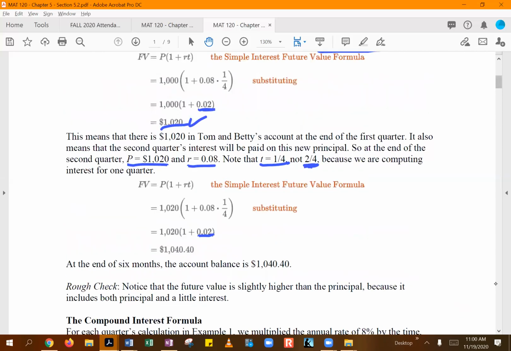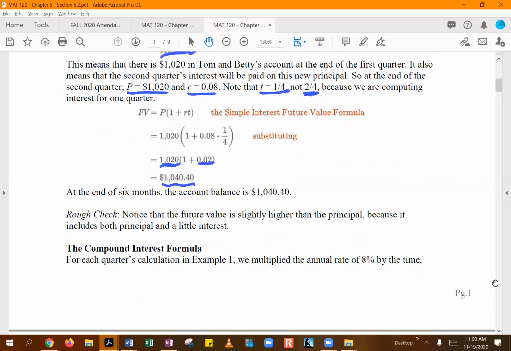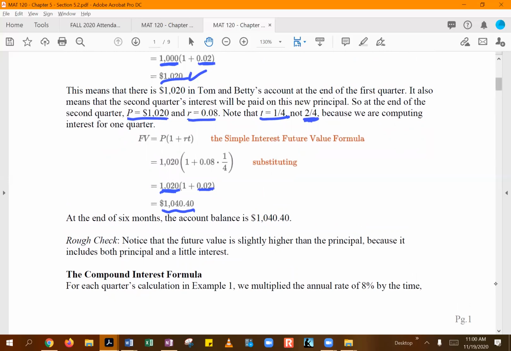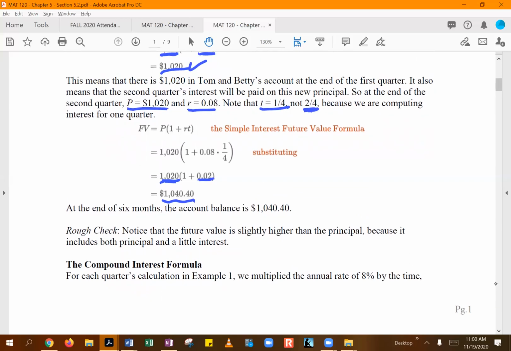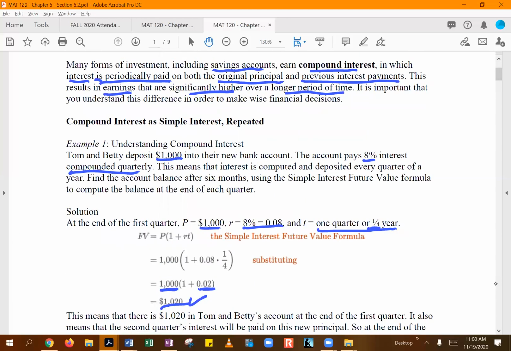But what's changing between the first quarter and the second quarter? In the first quarter, our balance was $1,000. At the end of that quarter, our balance changed to $1,020. So you will see how we now earn an interest of $20.40, because your balance increased from $1,020 to a new balance of $1,040.40.